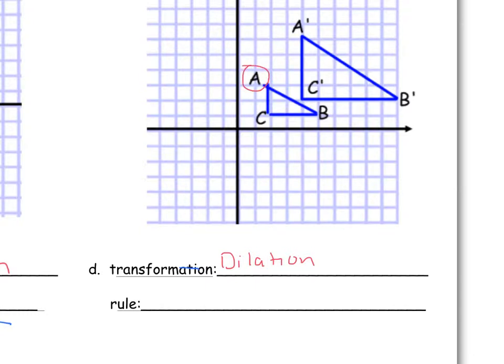So I'm going to be multiplying it by a bigger number. So I tend to look at sides. CB was 3. C prime, B prime was 1, 2, 3, 4, 5, 6. So I know that my new shape is twice as big. So that means my scale factor was 2. So the rule, I started with my x, y, and I had to multiply my x by 2 and my y by 2.